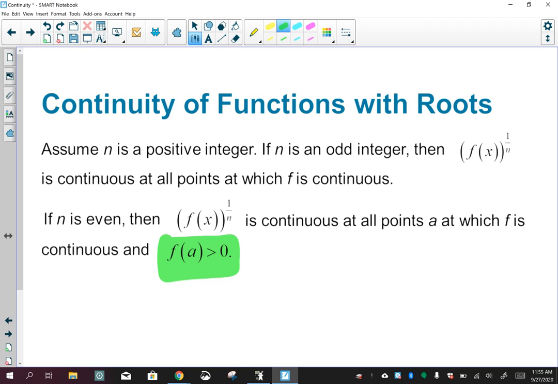If it's an odd integer, then the good news is you're going to be continuous at pretty much all points. However, if that n is even, you do have those restrictions, and those restrictions are what make you have imaginary numbers. Okay. So if you get imaginary numbers, you are not continuous. All right.